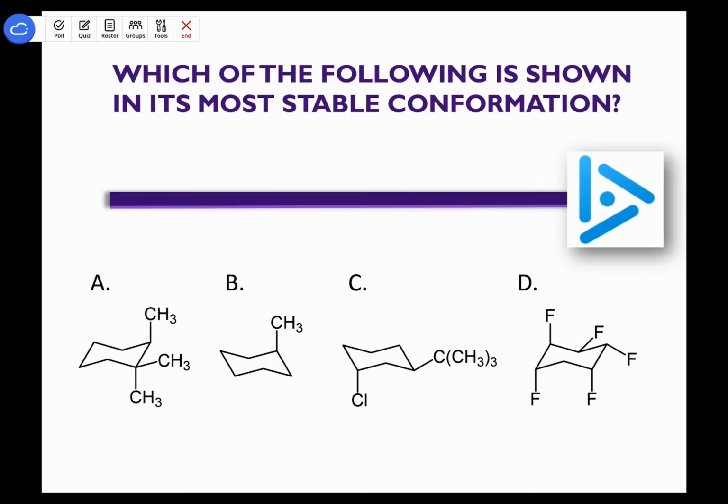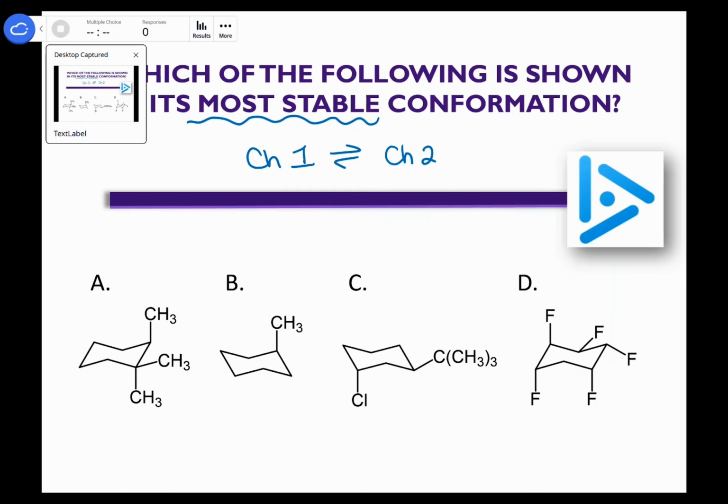So my question for you is, which of the following molecules is shown in its most stable conformation? So we have chair 1 and chair 2. Only one of the conformations is shown for each one. Which one is shown in its most stable conformation? Chat with the person beside you and submit your answer.